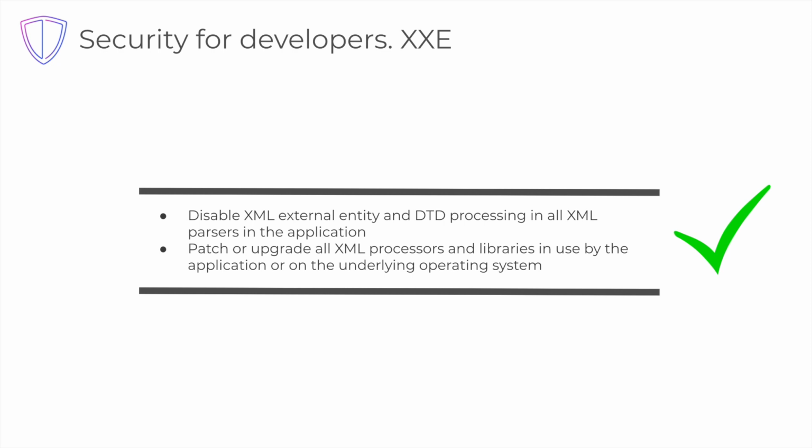2 tips will help you get rid of XXE. Disable the handling of external entities, XML external entity, in all XML parsers in the application. And also update or replace XML handlers and libraries used by the application or operating system.